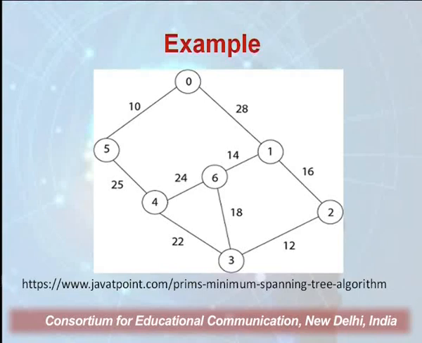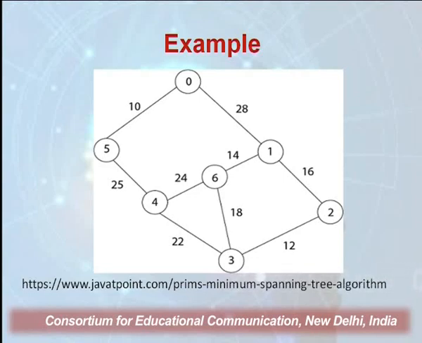So, here we have an undirected weighted graph with a total of 7 vertices numbered from 0 to 6 and having some edge weights. So as the first step, what do we need to do? We will pick one arbitrary vertex. So let us say we are going to pick the vertex 0.